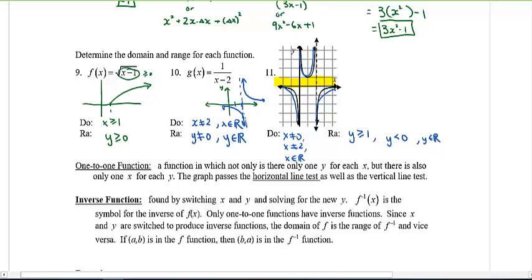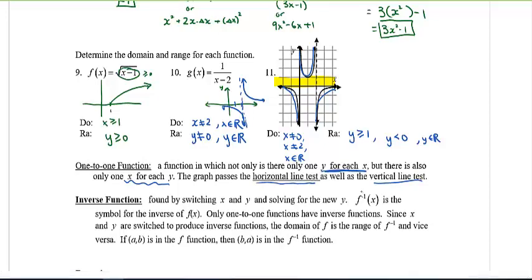Okay? Now, some other terms. A one-to-one function. A function in which not only is there only one y for each x, that's the definition of a function, but there is also only one x for each y. So not only does it pass the vertical line test, it will also pass the horizontal line test. So both vertical and horizontal. Pass both of them, it's called one-to-one.